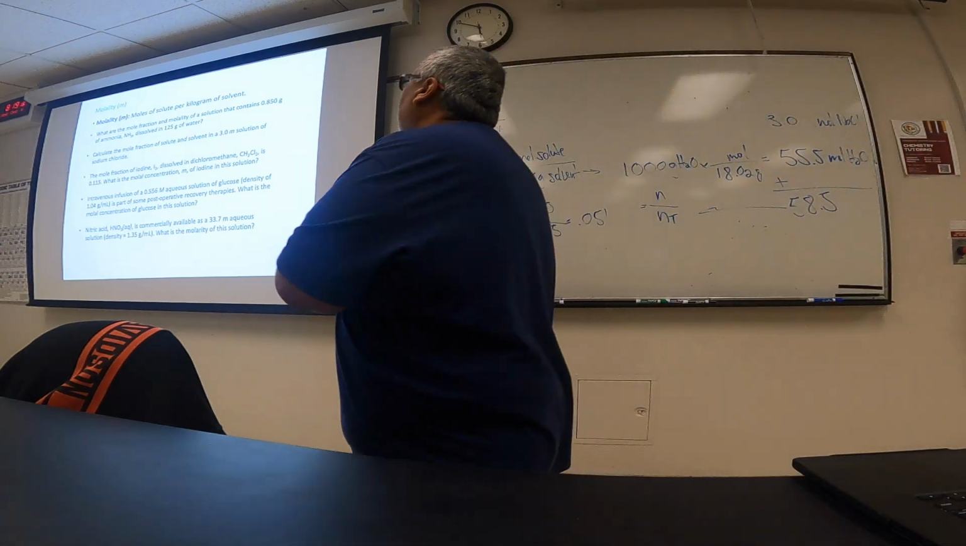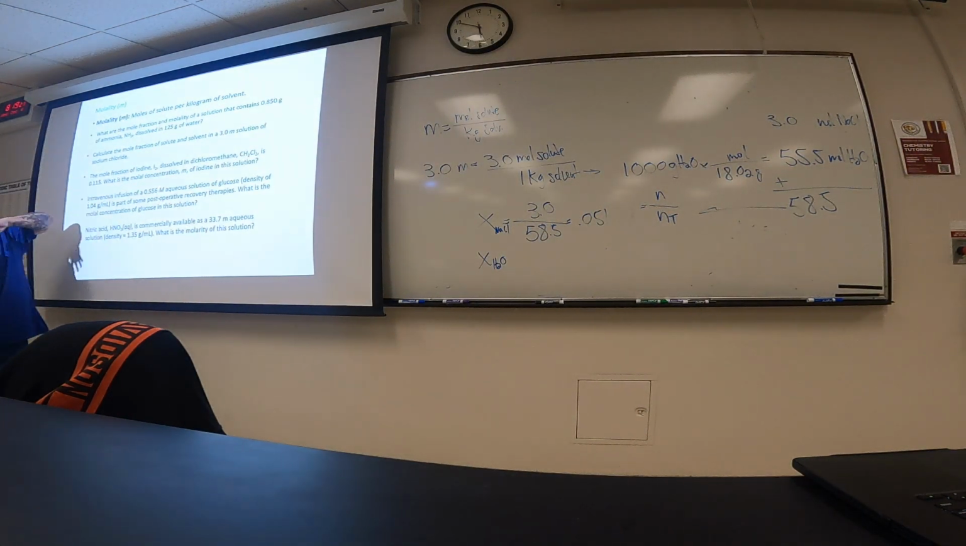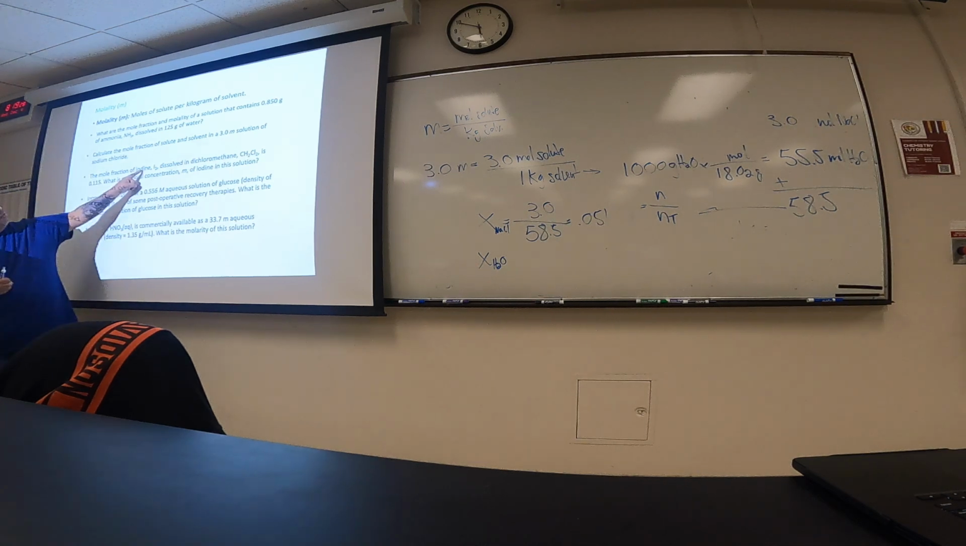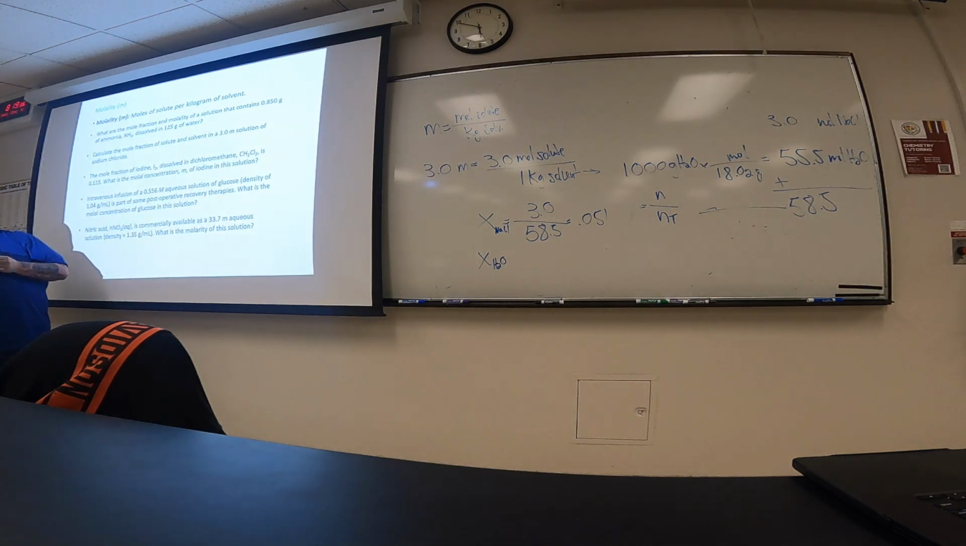All right, the mole fraction. Here they're giving us the mole fraction, so still working with molality. We have a mole fraction of iodine dissolved in some dichloromethane. So this is dissolved in the dichloromethane. Which one is the solute? Which one is the solvent?